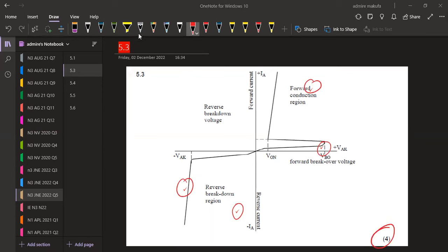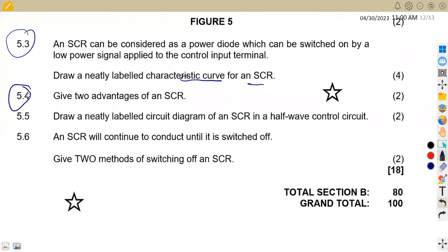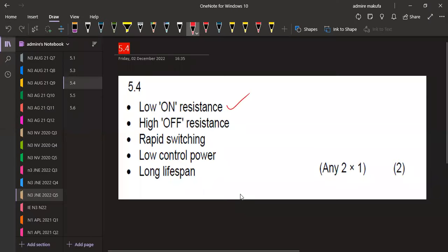All right, then we are now given on 5.4 to give 2 advantages of a silicon controlled rectifier, that is SCR. So also these advantages I have given you before. You just have to take any 2 from these ones that I'm having. That is low on resistance, high off resistance, the rapid switching, and also the low control power, and also that it has got a long lifespan. So any 2 can be used as advantages of a silicon controlled rectifier in this case.